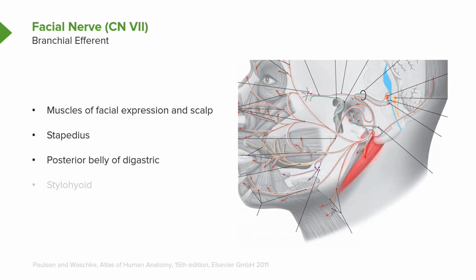The digastric muscle, specifically the posterior belly, is innervated by the facial nerve. And the last muscle derived from the second pharyngeal arch to be innervated by the facial nerve is your stylohyoid muscle, shown through here.